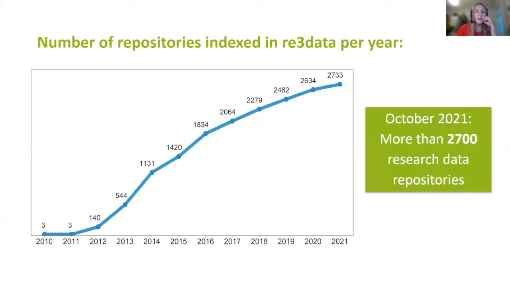re3data, that's a global index covering currently over 2,700 entries for repositories. The registry website went live in 2012, and you can see that the number of indexed repositories has increased steadily over the years here, thanks to the reliable work also of our editorial team.